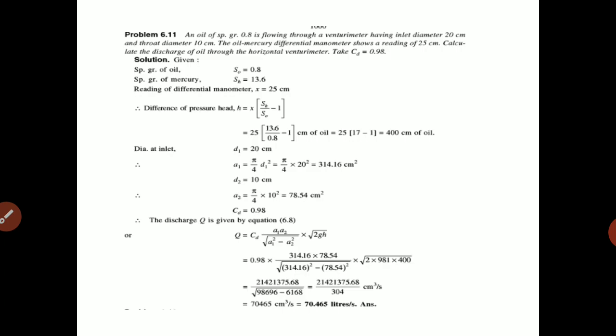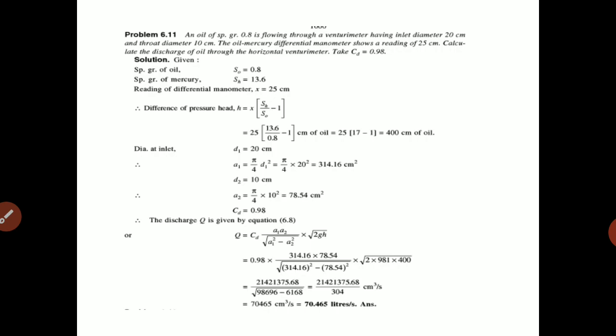So we can calculate the pressure head. H is equal to x into S. Whatever is higher, mercury is higher, and lower is the specific gravity of oil. So we can calculate the pressure difference here. We get 25 in bracket 13.6 divided by 0.8 minus 1 centimeter of oil. So we'll get 400 centimeter of oil.